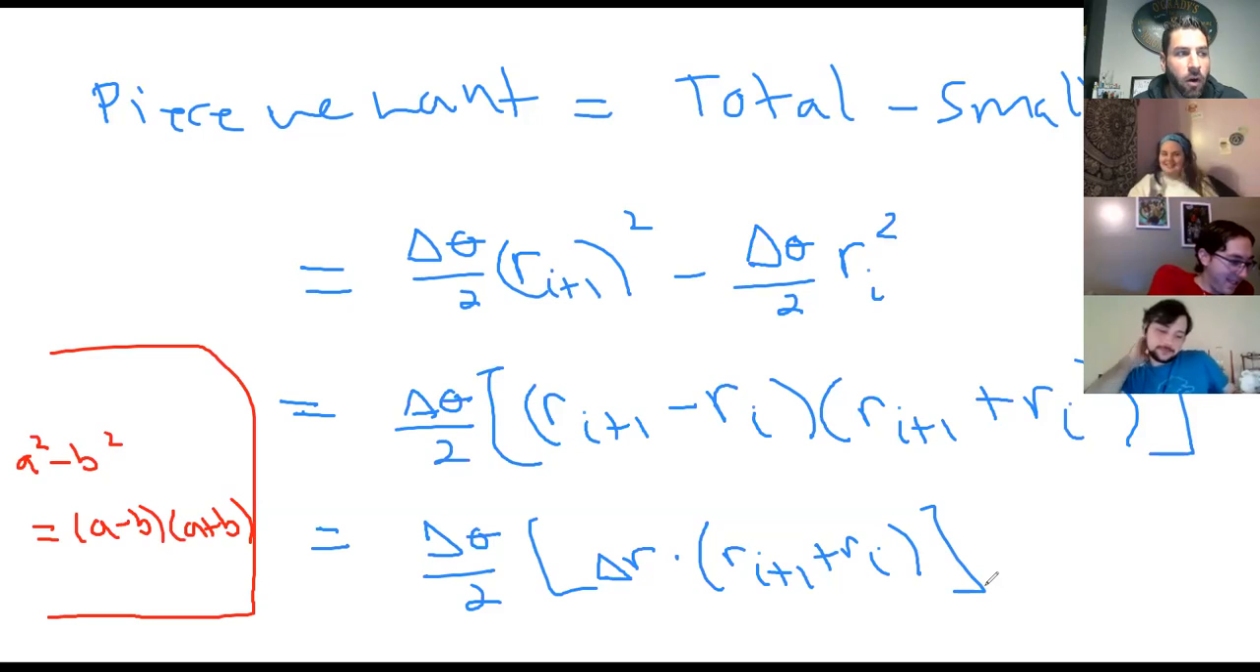If r sub i plus 1 and r sub i are very close together, then what we're saying is that we can make this approximation.